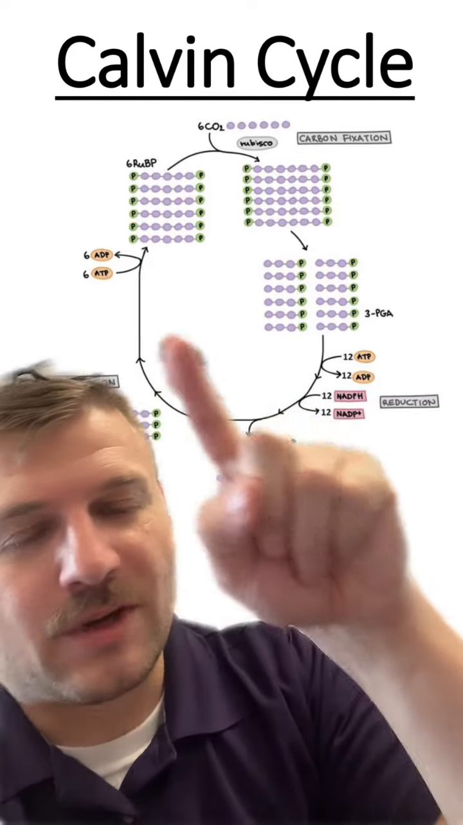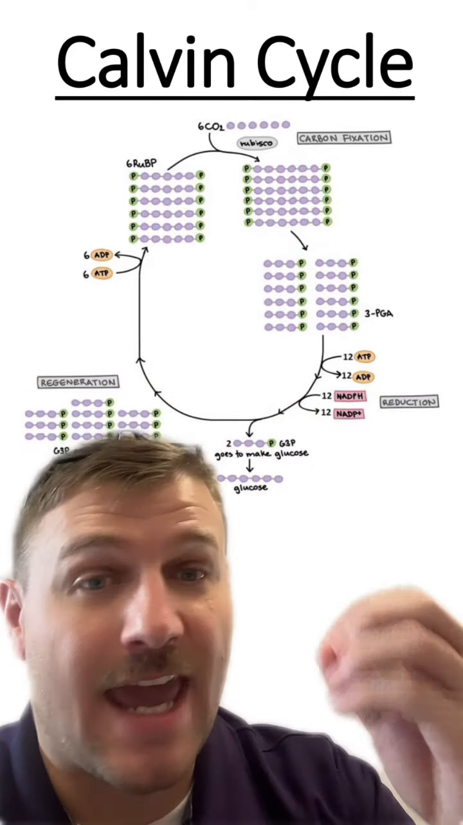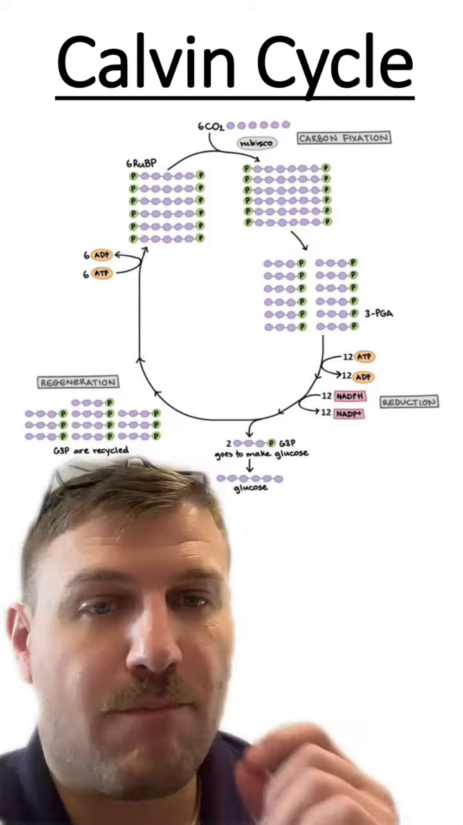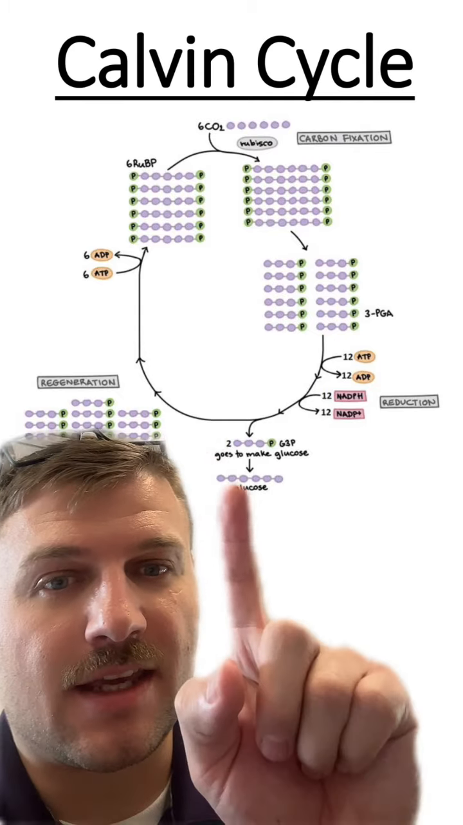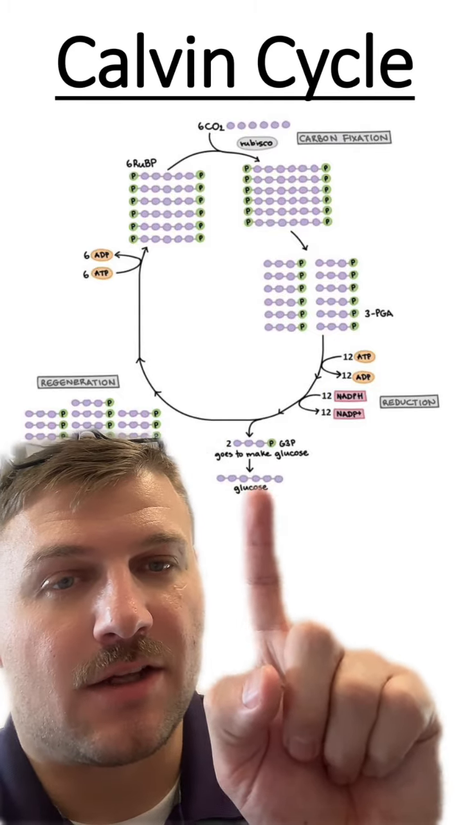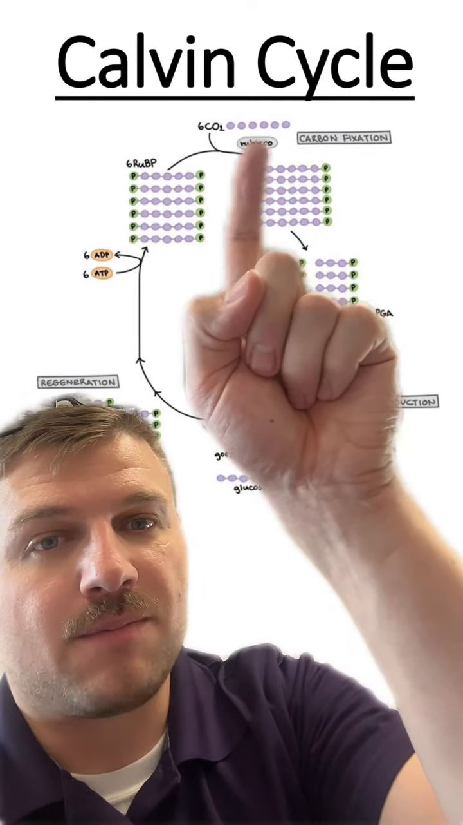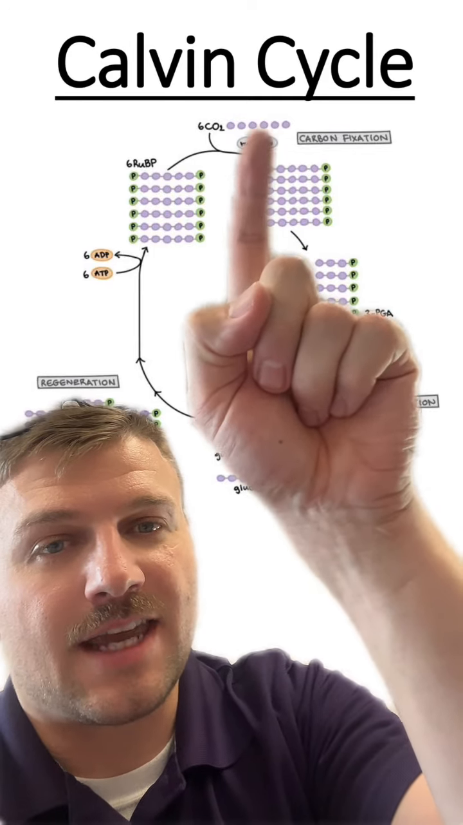Now again, there's a lot of different reactions going on here. I'm trying to simplify and say, hey, just focus on the carbons. But what I really want my students to understand is that these 6 carbon atoms in glucose were originally from the 6 CO2 that the plant takes in through the stomata.